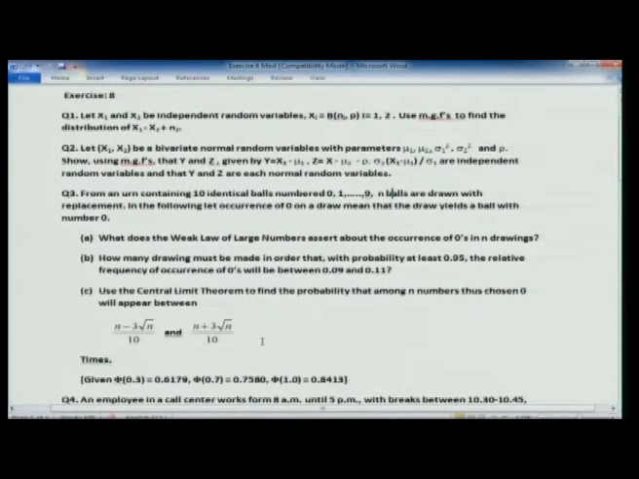Now, question 2. X1 and X2 form a bivariate normal random variable, I mean they are bivariate normal random variables with parameters mu1, mu2, sigma1 square, sigma2 square, and rho. So, rho is your correlation coefficient. Show using MGFs that Y and Z, given by, so Y is defined as X1 minus mu1 and Z is defined as X2 minus mu2 minus rho into sigma2 upon sigma1 into X1 minus mu1. So, you have to show that these two random variables are independent and that Y and Z are each normal random variables.